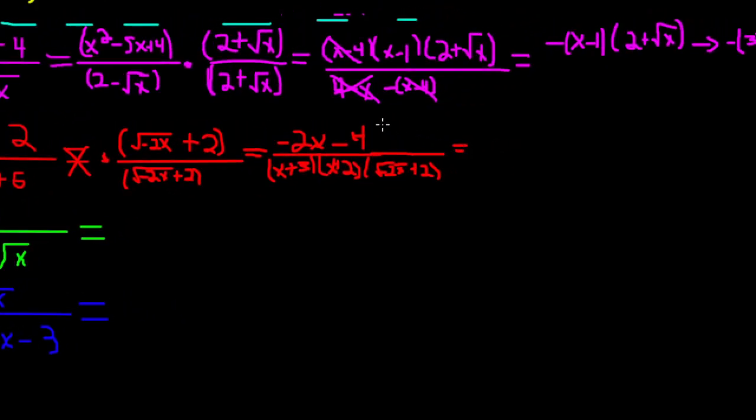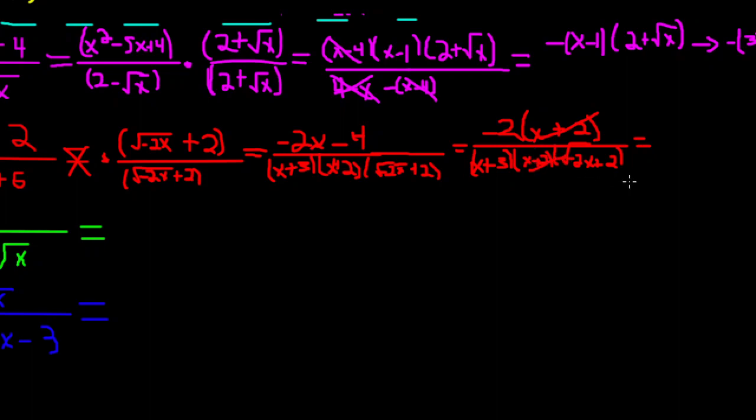All right, I'm going to factor this some more. So this factors out a negative 2, x plus 2, divided by all that again. Oof. x plus 3, x plus 2, the square root of negative 2x plus 2. And these x plus 2's cancel out.